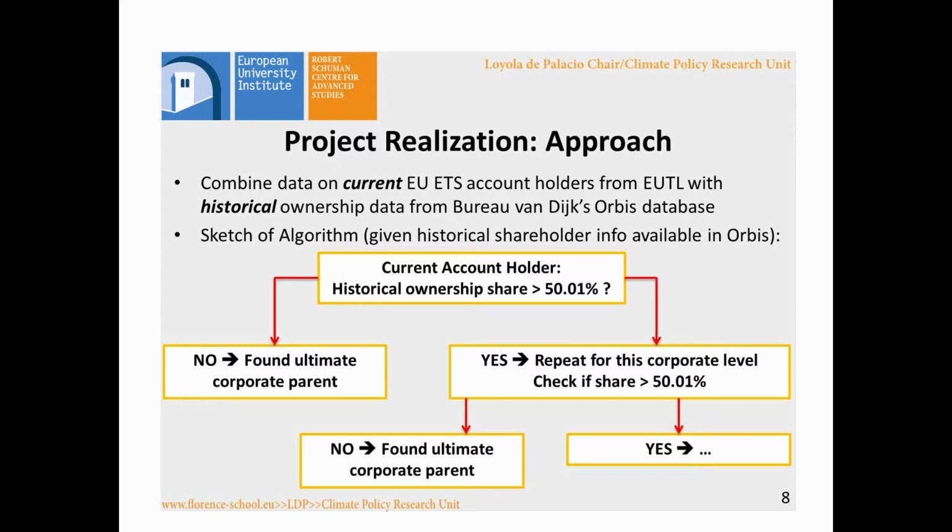If we can find a company that owns a majority of this particular holder, then we repeat this exercise at the next level. So again, we check if there is another company that owns a majority. No, we found the corporate parent. Yes, we continue. And this is how we iterate up through the corporate levels until finally we establish a link between all these accounts in the EU ETS and the ultimate global parent companies.